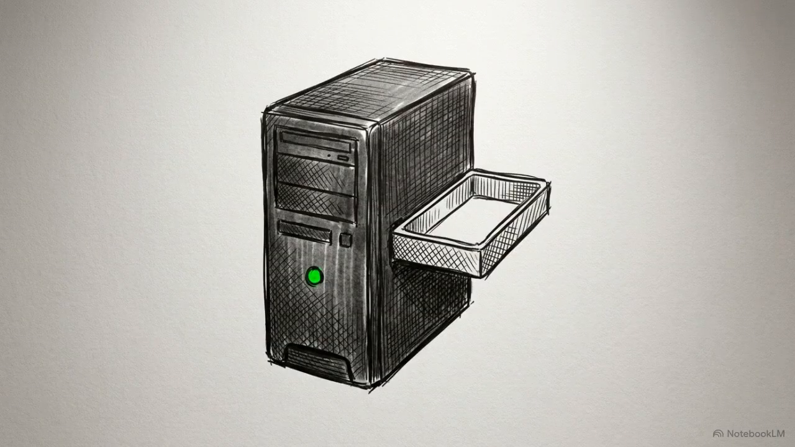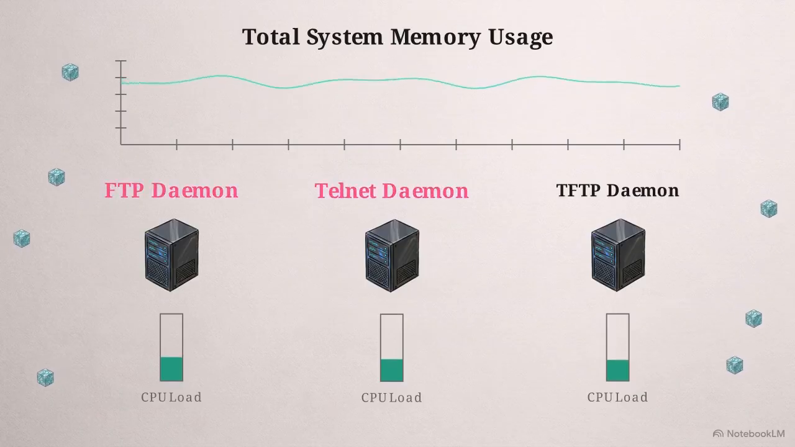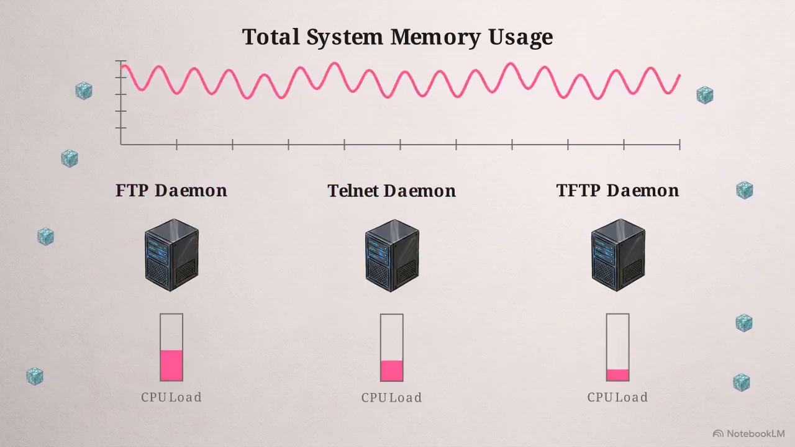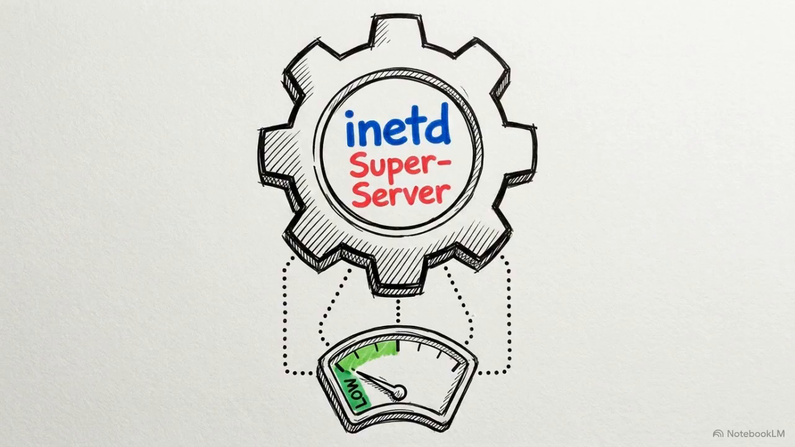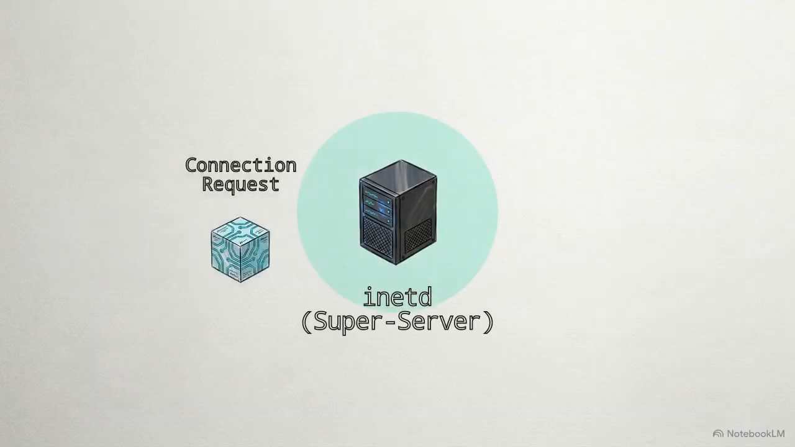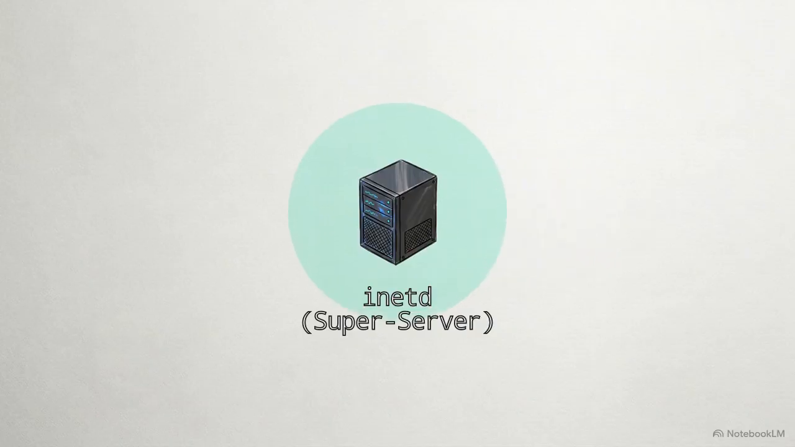At this point, the node can communicate, but it isn't offering any network tools. Having a separate service daemon running constantly for every tool, like FTP or Telnet, consumes memory and processor cycles even when they aren't in use. The solution is inetd, the Internet superserver. Instead of running 20 independent daemons, inetd runs as a single process. It listens for connection requests and spawns the specific service daemon only when it is actually needed.